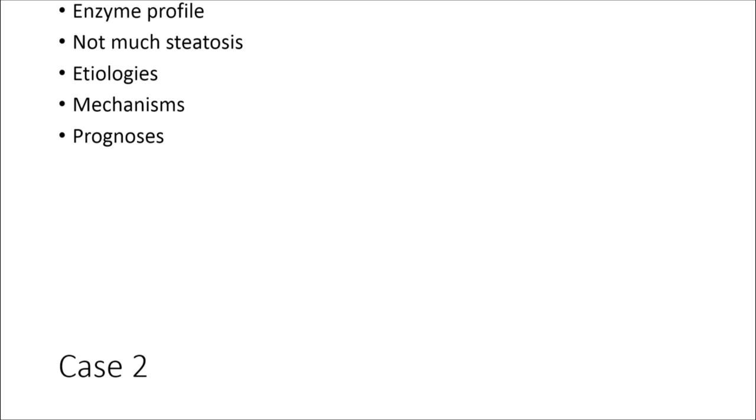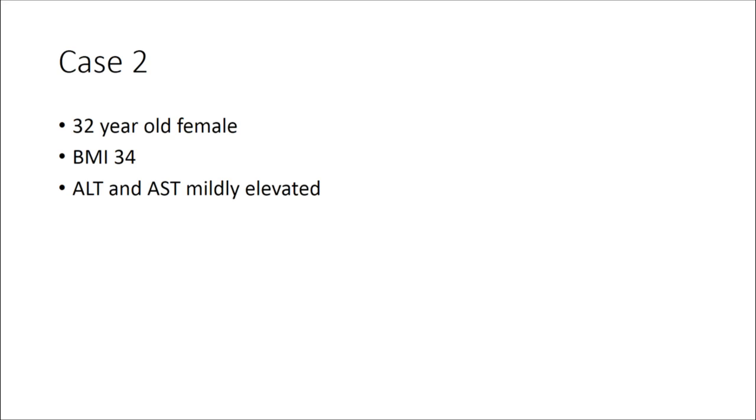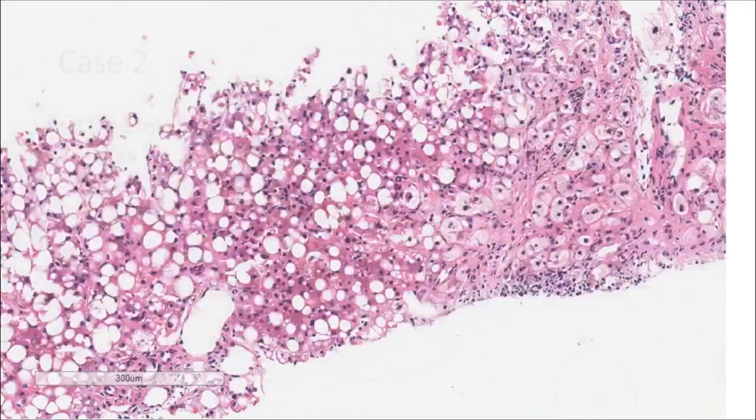So let's now turn to case two, before we get to some of the mechanisms. This relatively young woman with an elevated BMI was found to have mildly elevated transaminases. She underwent a liver biopsy, and this is her liver biopsy. What we can see here is, in point of fact, that there is extensive steatosis as shown by the vacuoles within the hepatocytes.